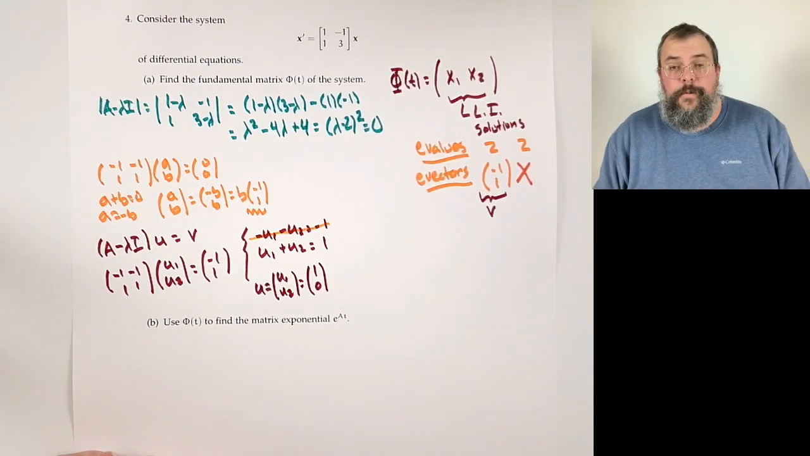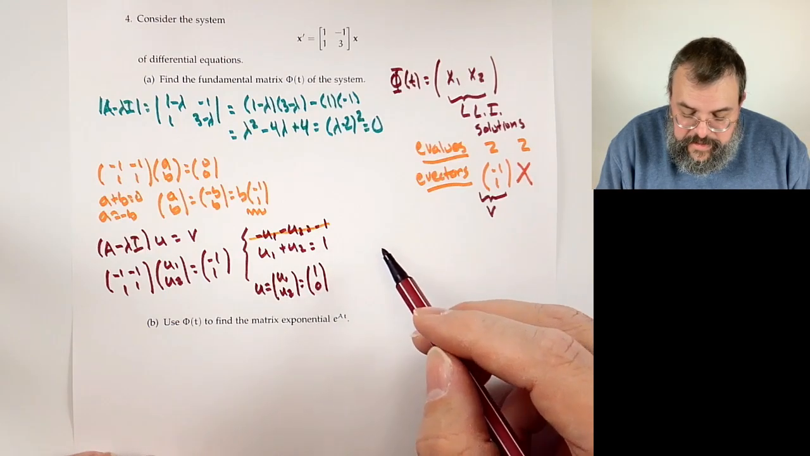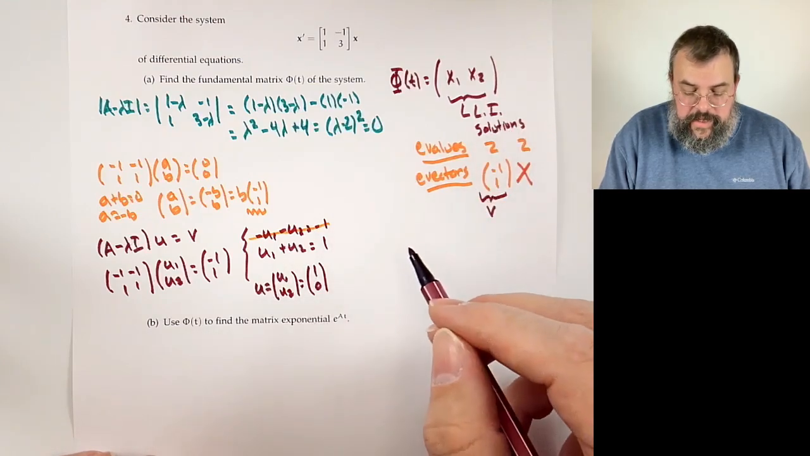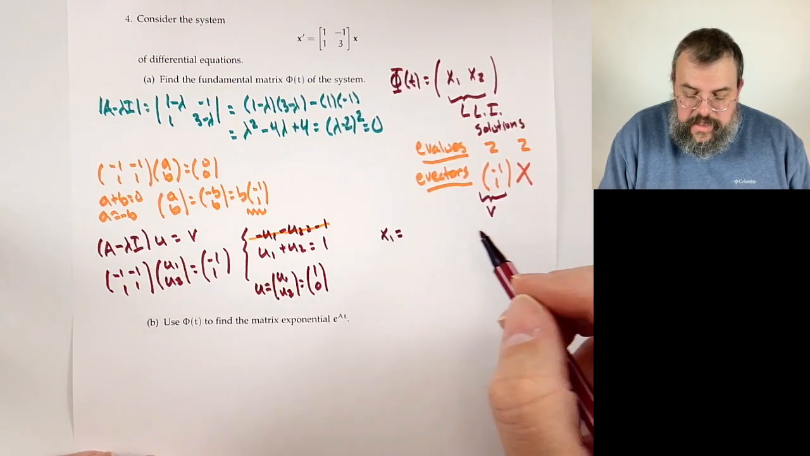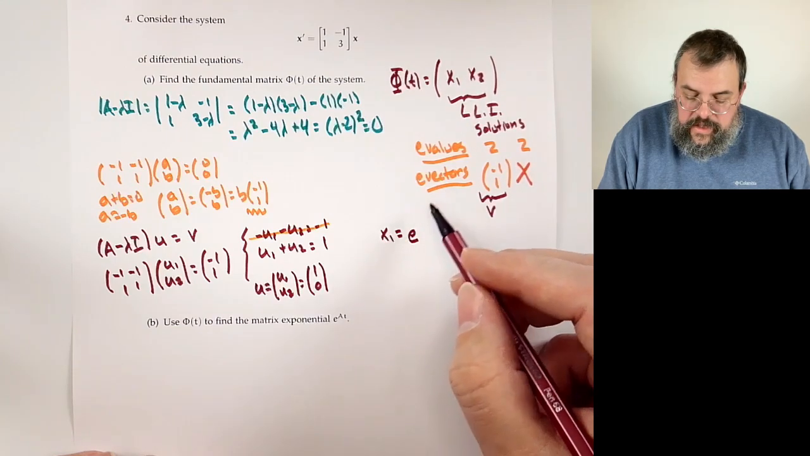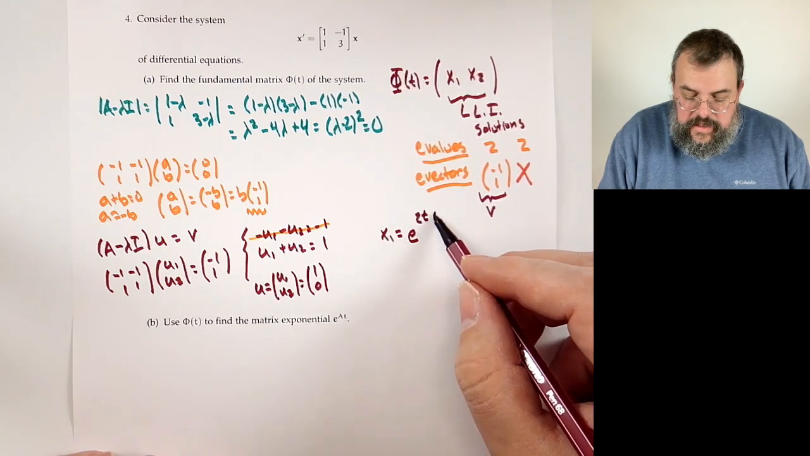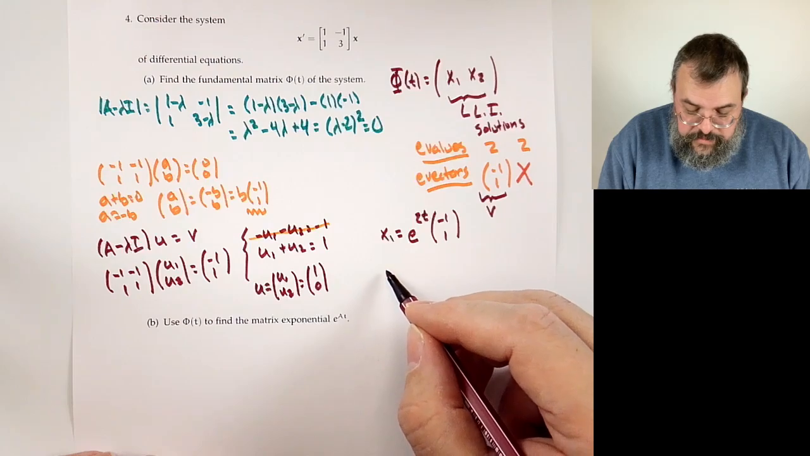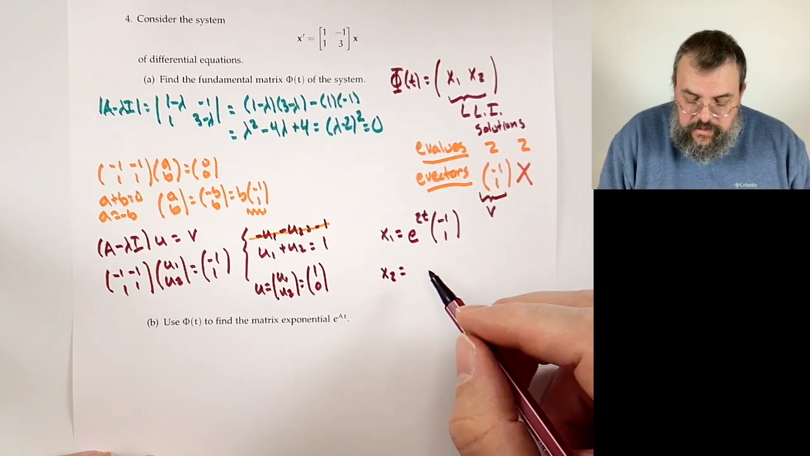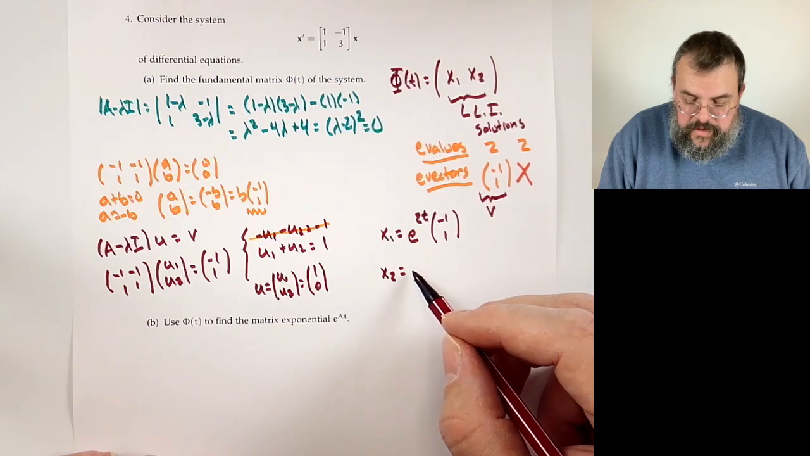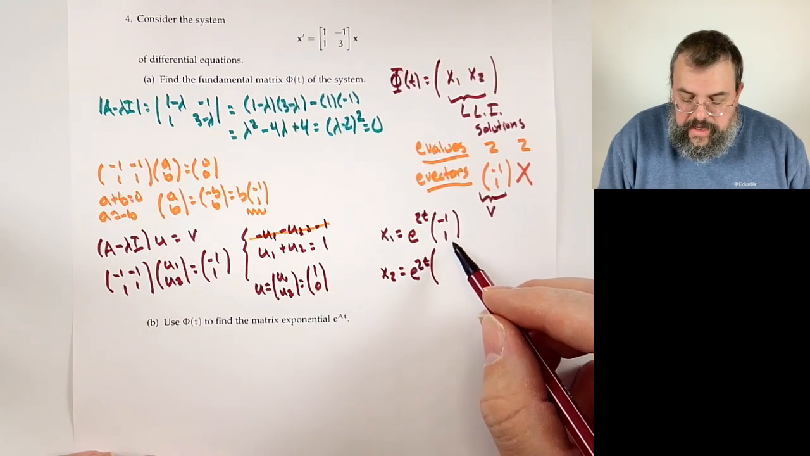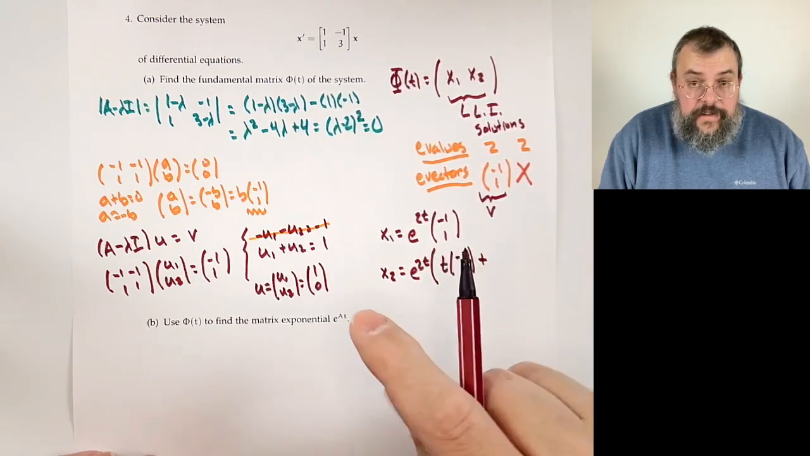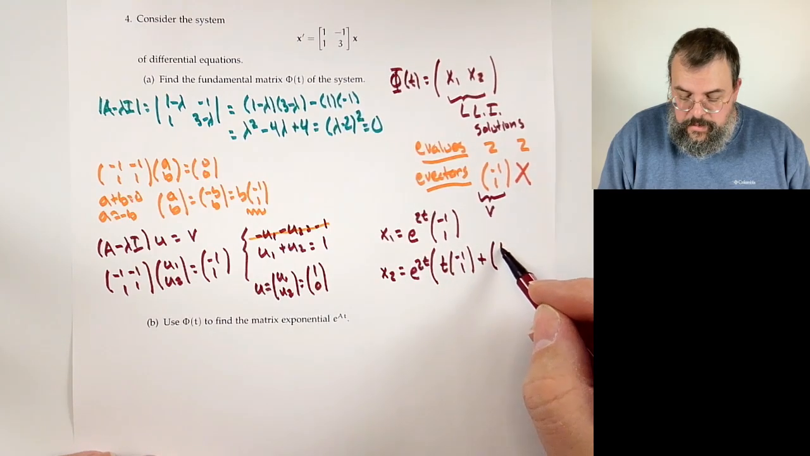All right. Now, what's the point here? Well, the point here is that we have our solutions. We get one solution because we do have an eigenvalue-eigenvector pair. We'll call that x1, and that looks like e to the eigenvalue t times our eigenvector. And then we have a second solution, x2. And x2 is going to be similar. You have e to the 2t, and then you have t times your v, minus 1, 1, plus your u, 1, 0.